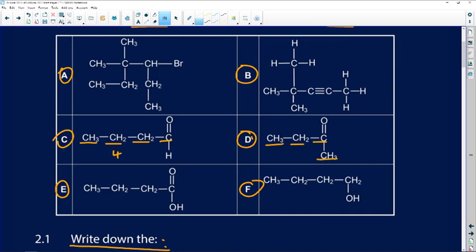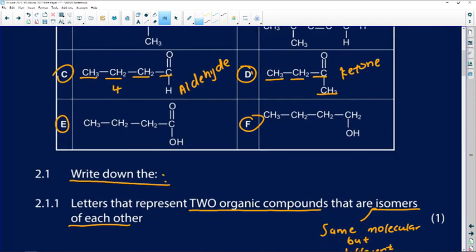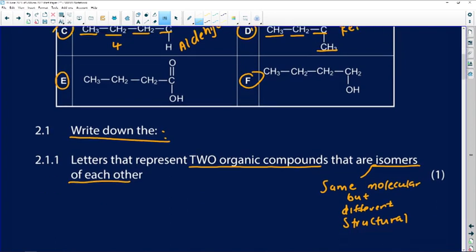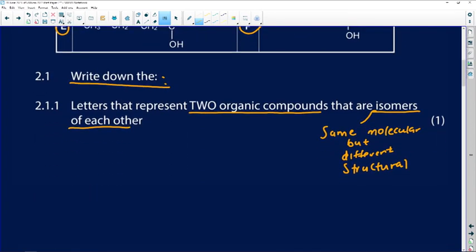So the number of carbons are equal here, but remember that C is an aldehyde. And D is a ketone. So these 2 here are isomers, and we can say they are functional isomers. So we go to 2.1.1. We can say letter C and D are isomers.